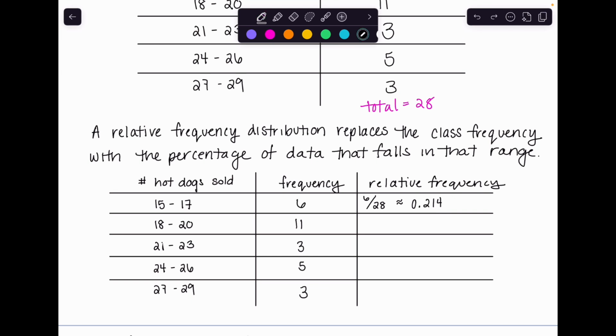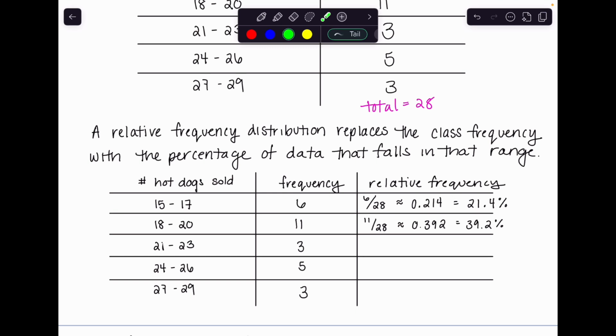So it's 0.214, which means that 21.4% of data fell into this range. Now I really just continue that process. Here, 11 out of 28 fell into this category. So if you divide that, you would get 0.392, which means 39.2% of data fell into this category.